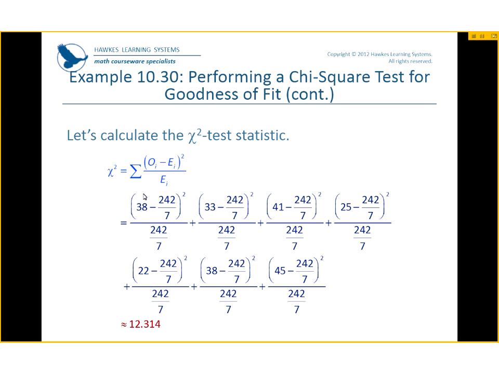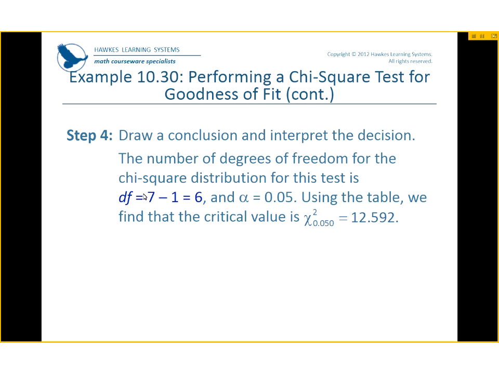I promise there's an easier way to do it in the calculator. So we're going to draw a conclusion and interpret the results. The number of degrees of freedom for this chi-squared distribution is 7 minus 1 equals 6, and the alpha is 0.05.